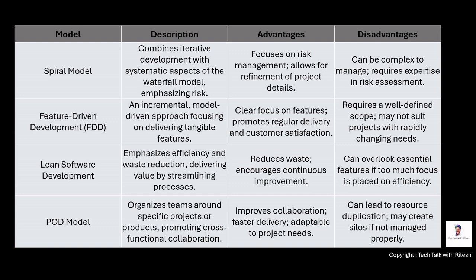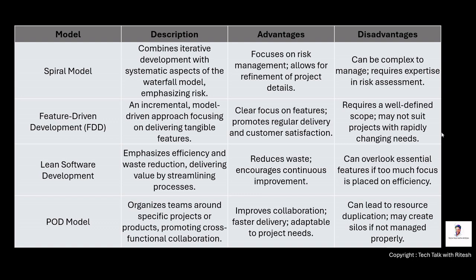promoting cross-functional collaboration. Advantages of the spiral model are it focuses on risk management, allows for refinement of project details. Advantages for the FDD model are it has a clear focus on features, promotes regular delivery and customer satisfaction. For lean software development, the advantages are reduced waste, encourages continuous improvement. And for the pod model, advantages are it improves collaboration, faster delivery, adaptable to project needs.